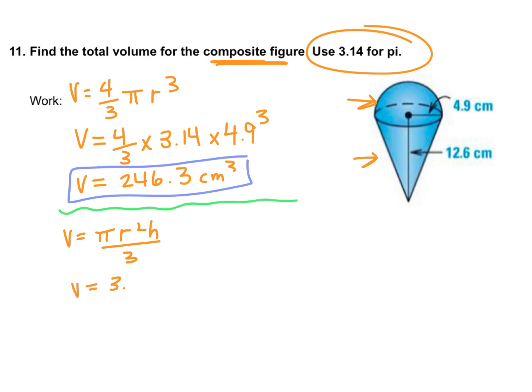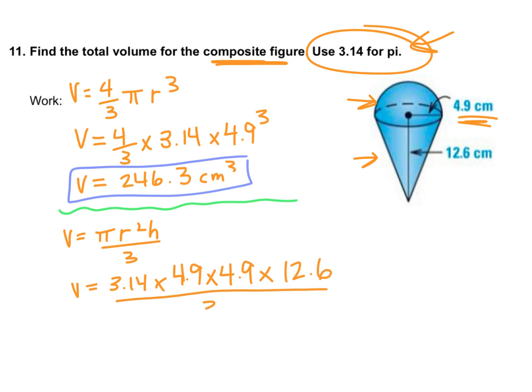And we're going to use 3.14 for pi because my directions told me that, times the radius of the cone. We need 2 of those, so we go 4.9 times 4.9, and the height of the cone is 12.6, and then I divide all that by 3. Don't forget that part if you're using your formula this way. And when I type all of that in, I get 316.6 centimeters cubed.